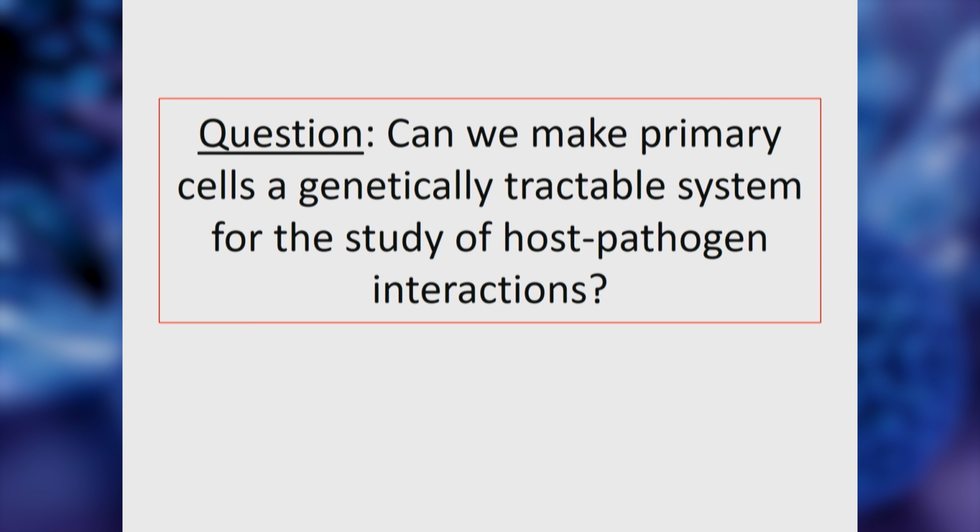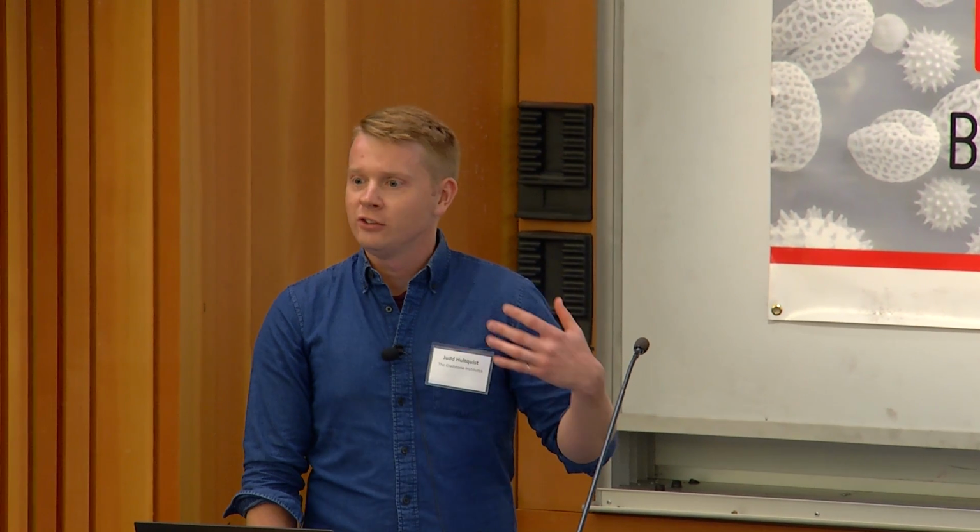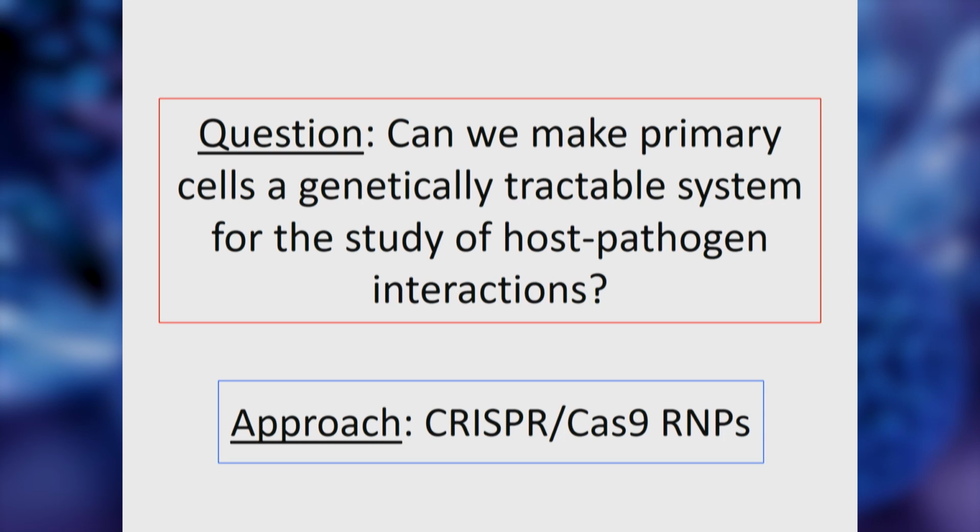So the question that we attempted to ask is, can we make primary cells genetically tractable for the study of host-pathogen interactions, not needing to spend all of the time trying to use shRNAs and appropriate cell lines to validate model X, instead directly going into primary cells to look at some of these interactions would be a huge time saver. And the approach we decided to use to try this was using CRISPR-Cas9 ribonucleoproteins, or RNPs.